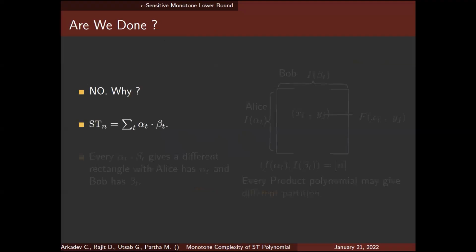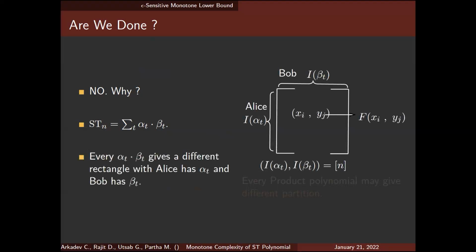No. The reason comes from the structure theorem. Observe, using the structure theorem, we can write the spanning tree polynomial as a sum of product polynomials. Now, every product polynomial works like a rectangle, where the rows of the rectangle come from all the monomials of alpha_t, which belongs to Alice, and the columns come from all the monomials of beta_t, which belongs to Bob. Similarly, they get I of alpha_t and I of beta_t, which is a partition of this n set. Now, for different product polynomials, the partition may be different.